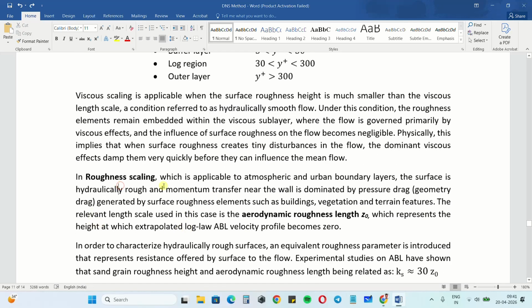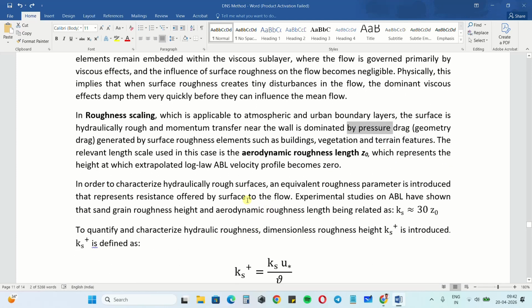But in case of actual scale atmospheric or urban boundary layers, here the physical mechanism of momentum transfer is by the pressure drag by surface roughness elements like buildings, vegetation and terrain features. So that's an entirely different length scale, okay, and also a different mechanism. So here we can't rely on y plus values, but we need an appropriate length scale.